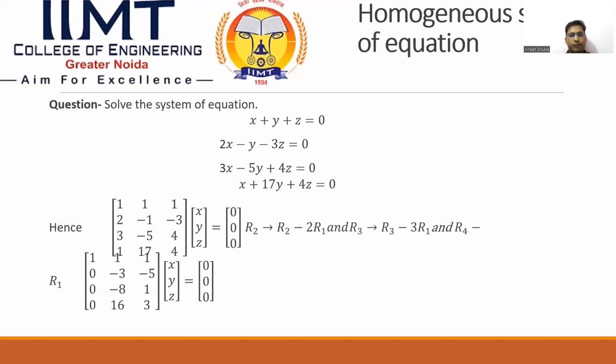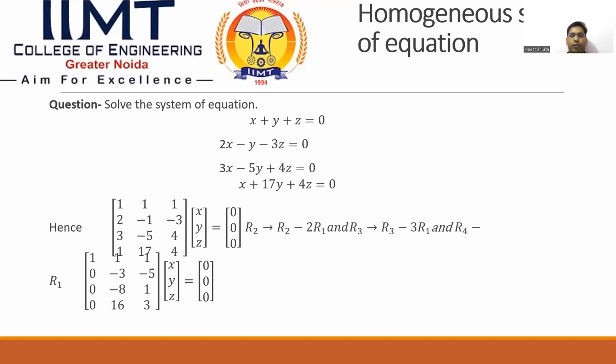Solve the system of equations. To solve: x plus y plus z equals 0, 2x minus y minus 3z equals 0, 3x minus 5y plus 4z equals 0, and x plus 17y plus 4z equals 0. Hence, we get a system Ax equals 0, and we apply elementary row transformations to reduce it into an upper triangular matrix, that is, echelon form.